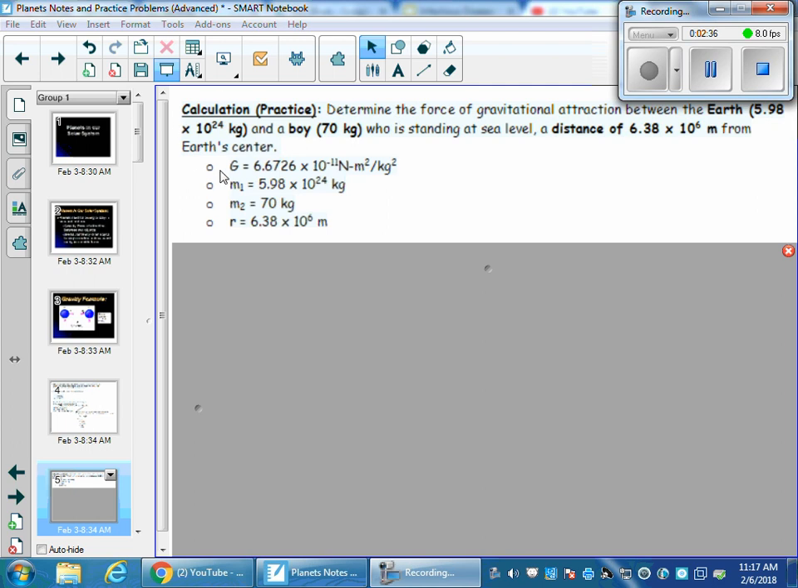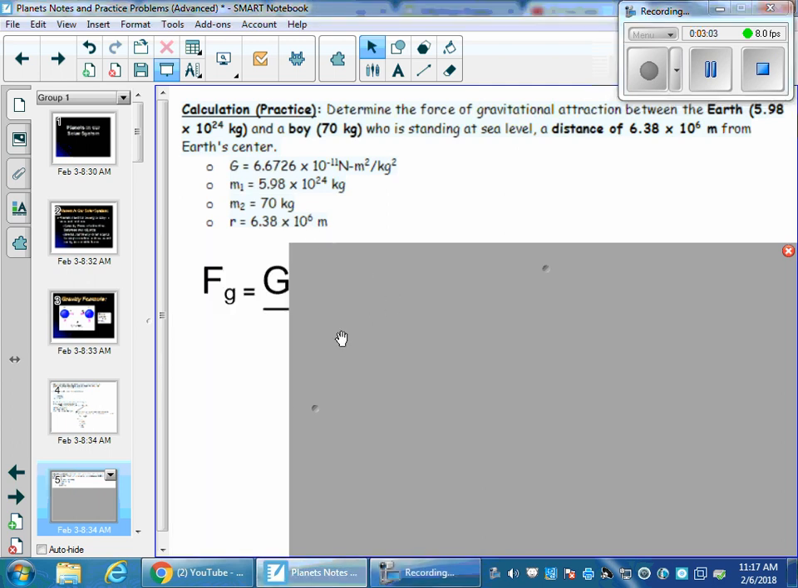So below this problem, I've written out what it has told you. G is the gravitational constant. It always stays the same, 6.6726 times 10 to the negative 11th. I'll always give that to you. M1 is the first mass. The first mass they gave you is 5.98 times 10 to the 24th. M2 is the second mass, 70. Doesn't really matter which one's which. And then R is the distance they gave you, which is 6.38 times 10 to the 6th.